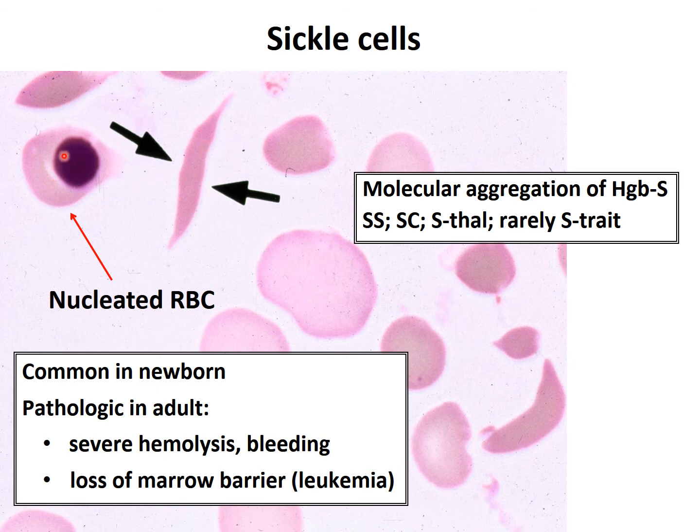Nucleated red blood cells represent, again, a highly increased red blood cell production, as we said, for example, in hemolysis due to sickle cell anemia. But in a newborn, it is completely normal to see some nucleated red blood cells. However, in an adult it is always pathologic. So this is why you have to be suspicious of hemolysis or bleeding, or some kind of bone marrow barrier problem due to leukemia. So in an adult, nucleated red blood cells are always a pathological condition.